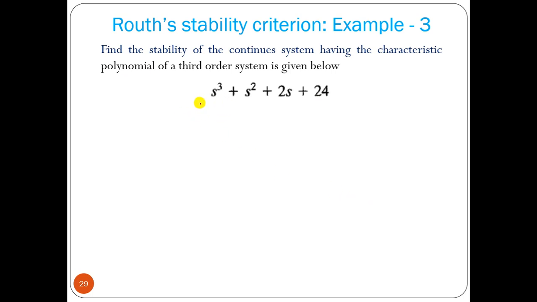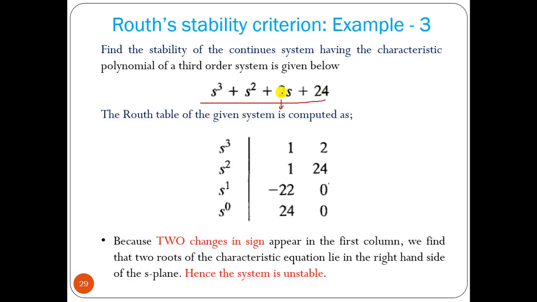What we can see here is a third order system. A, B, C are all greater than 0, but this B value should be greater than C by A. Now this is less than that, so the system must be unstable. That we can check using the Routh stability criteria. That is S cube, S square. In the first two rows we put all the coefficient values: 1, 1, 2, 24. If we multiply these two factors, 2 minus 24 by 1 is minus 22. Now minus 22 into 24 minus 0 divided by minus 22 is 24.